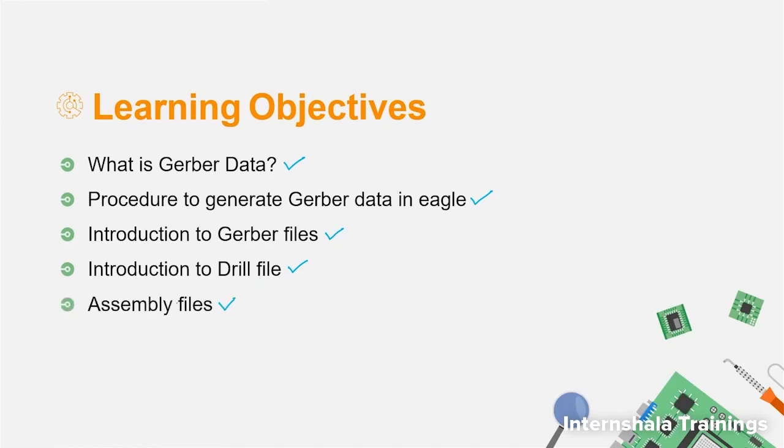Assembly files basically constitute a pick and place file and also a bill of material. We have dedicated a separate video for the bill of material, so I will discuss the bill of material in detail there. But in this video, I'm going to show you how to generate the pick and place file and the bill of material file, which are basically part of assembly files.